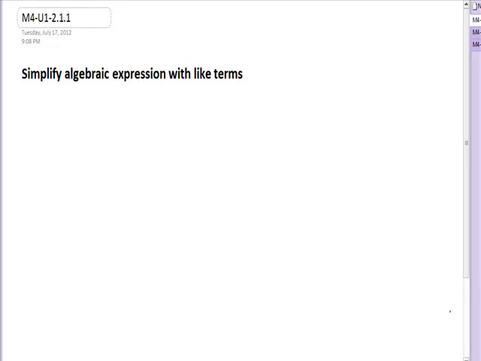In this lesson, we're going to simplify algebraic expressions with like terms. Simplifying will have at most two steps. One of them will be the distributive property in another lesson, but this one is combining like terms. Now, like terms are terms with the same variables.